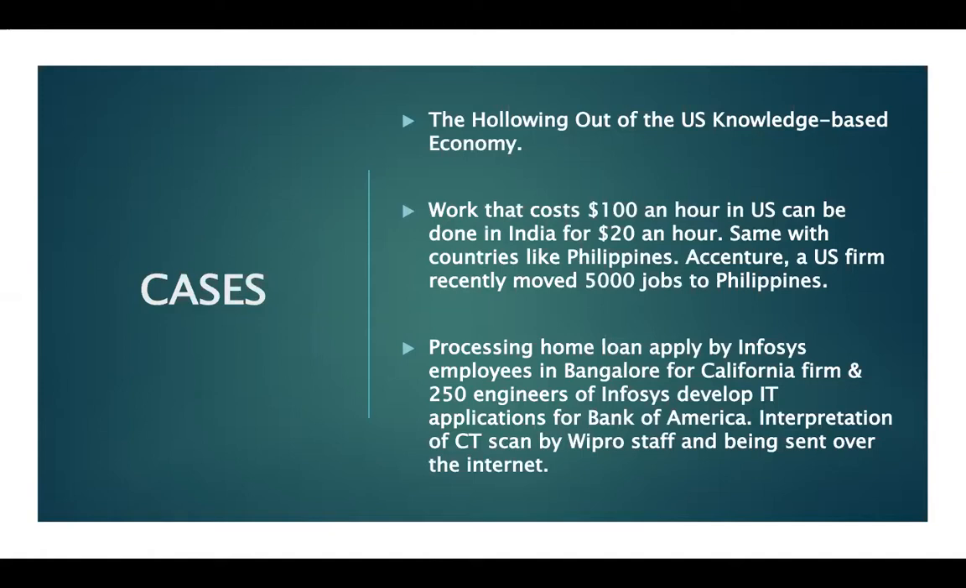For example, there is an example given here. Processing home loan applications in the US. You apply for a home loan in the US. Many times, banks in America send out this application to their partner company in a country like India, like Infosys. Infosys is an Indian company, a leading information technology company based in Bangalore in India. Bangalore is the Silicon Valley of India. And these employees working for Infosys in Bangalore process American home loan applications for California-based companies.